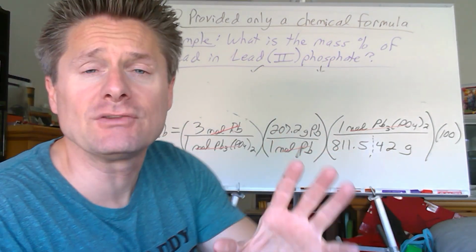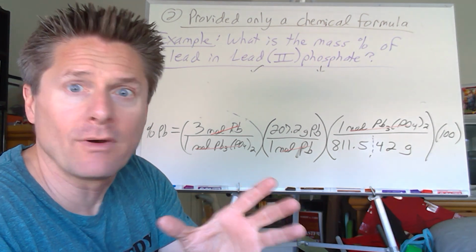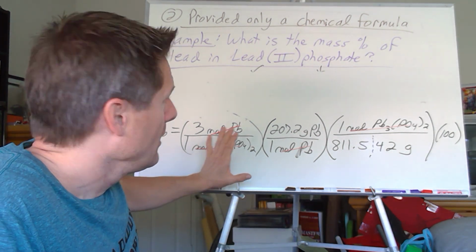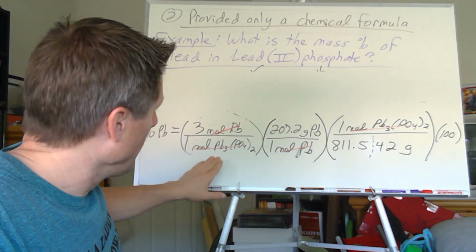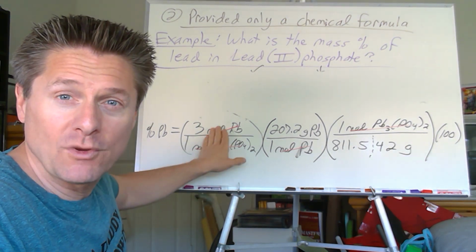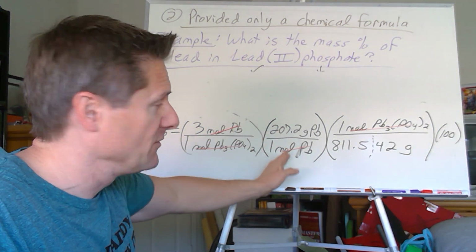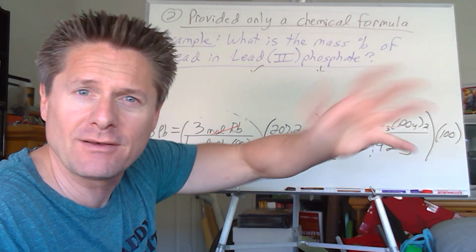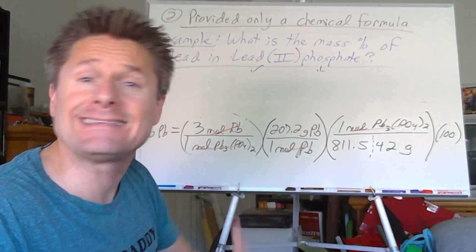Same setup every single time. Take the formula. Assume 1 mole of whole species. How many moles of what you're interested in go on top? Use the atomic mass, molar mass, times 100, done. It's the same thing every time.